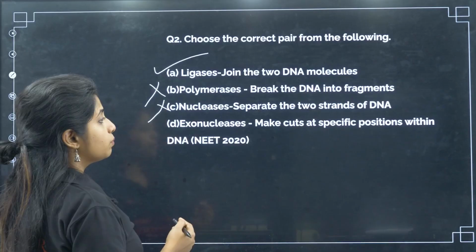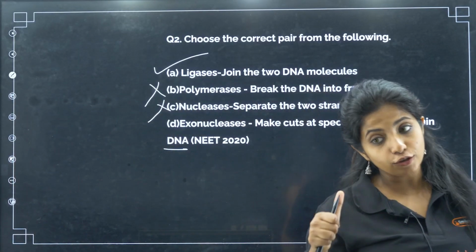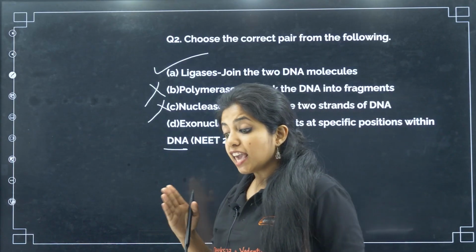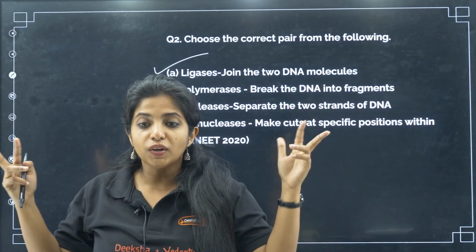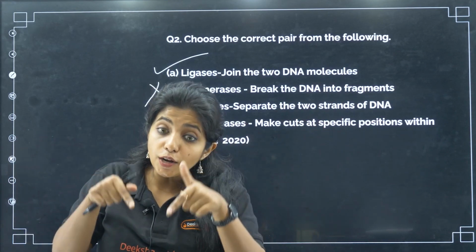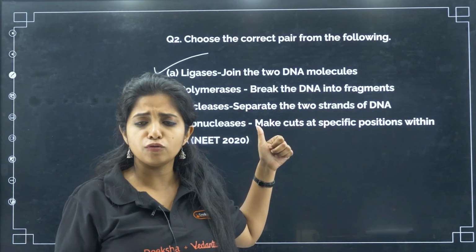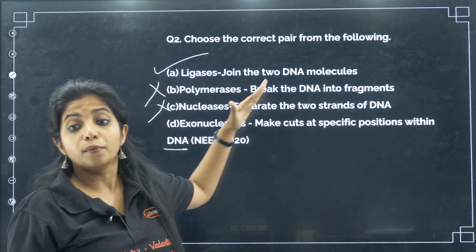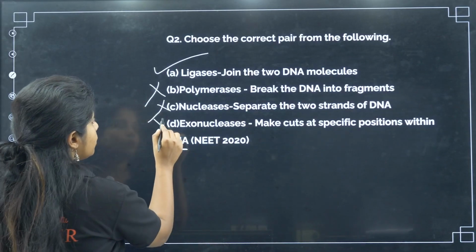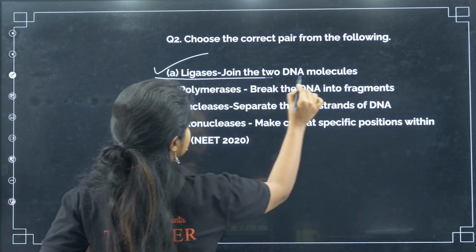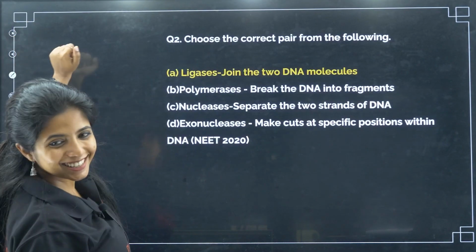Exonucleases makes cuts at specific position within the DNA. You know, we had two types of nucleases, okay, that is exonucleases and endonucleases. Exonucleases, as in you're talking about the last portion, the ending portion. You're going to cut DNA from the ends, okay. Endonucleases means they are going to cut DNA from within. So here it is written exonucleases makes cuts at specific locations within the DNA. That would be wrong because they are the one that makes cuts towards the end. So this would be wrong statement. What is the only one that is correct? It is this. So your answer is A.